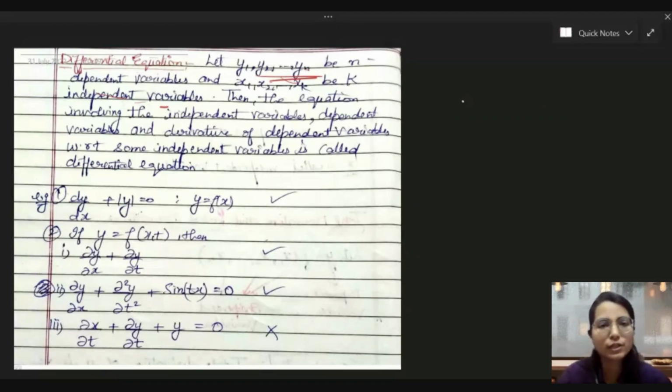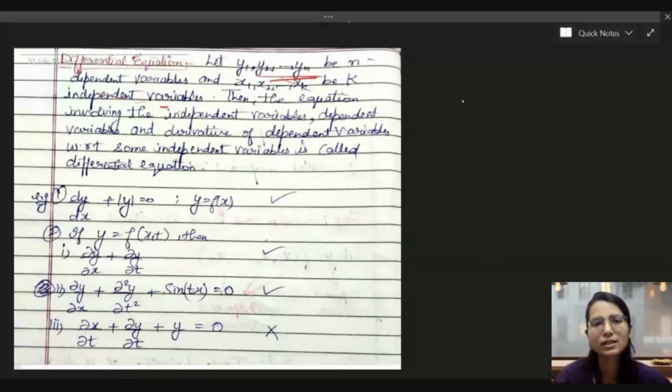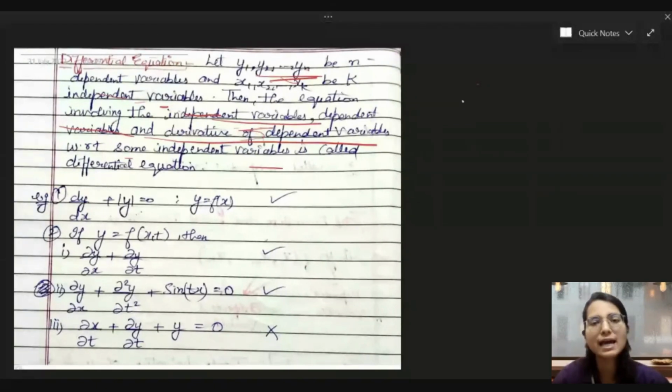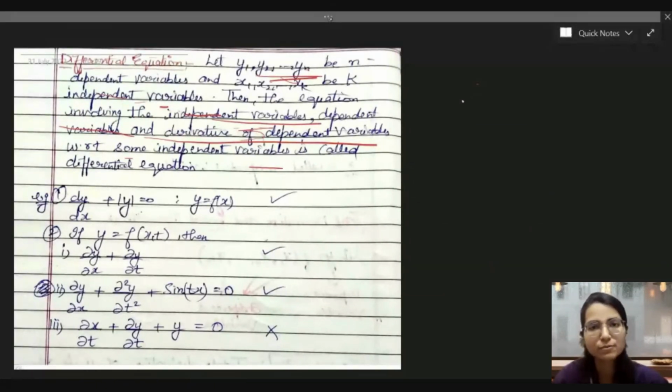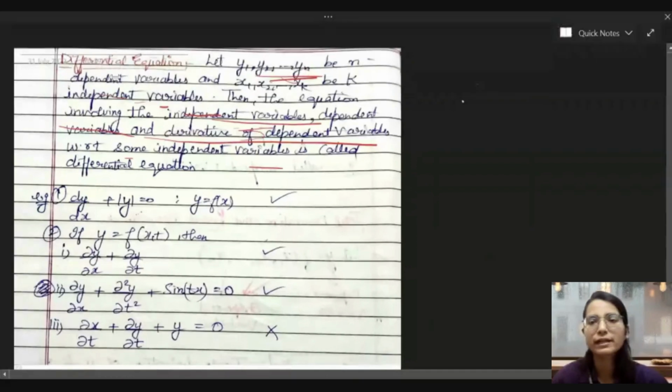You might be thinking we have studied only one variable. This is a very general idea of what a differential equation is. There could be n independent variables, or there could be m or k dependent variables. The equation involves independent variables, dependent variables, and the derivatives of dependent variables with respect to some independent variables. In ordinary differential equations, we have only total derivatives.